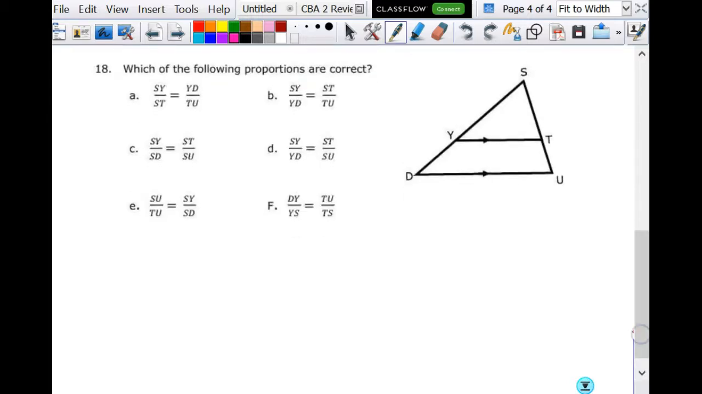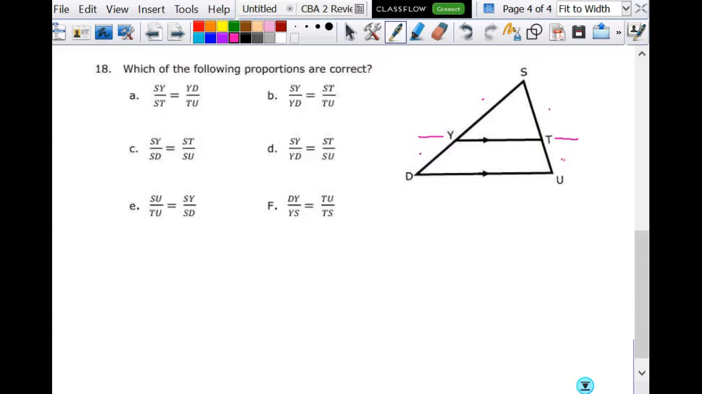18 looks very much like a multiple choice question. However, there are multiple correct answers here. Now, in this triangle, if this line is parallel to this base, one of the things we learned, let's just think about what we know before we start looking at our answer choices. We have a theorem that tells us that basically our little proportions are set up. So this side over this side equals this side over this side. That is a true statement.